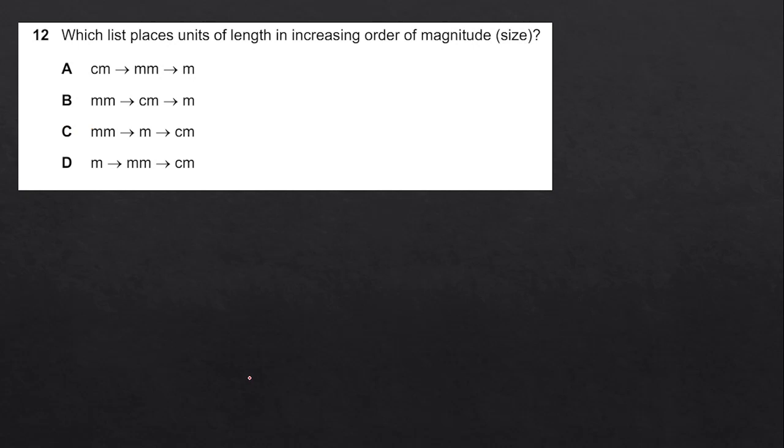Let's look at question number 12. Which list places units of length in increasing order of magnitude? So now we have to arrange all of these in increasing order of magnitude. We have been given centimeter, millimeters and meter. The smallest of these three is millimeter. So we have millimeter, and centimeter is larger than millimeter and meter is larger than centimeter. So we have to look for an option which looks like millimeter with an arrow to centimeter to an arrow to meter, because we are arranging them in increasing order. So if you look at this, it will be option B.